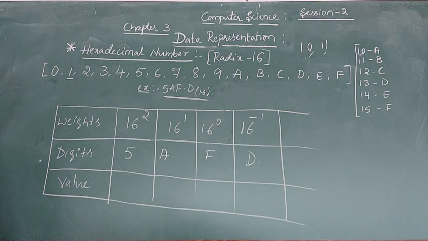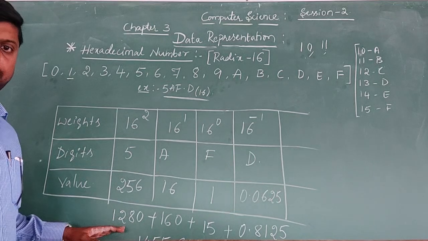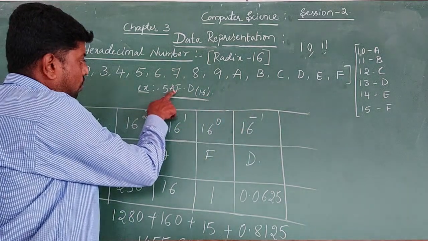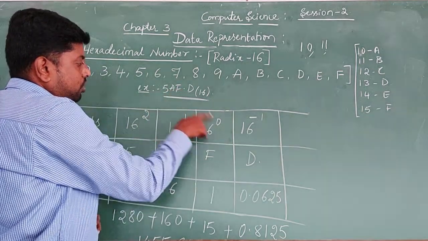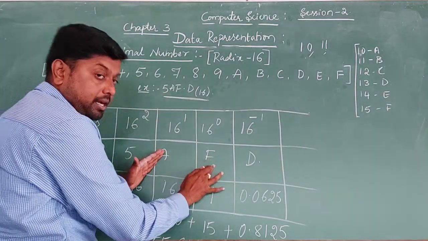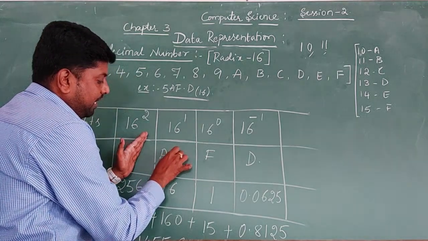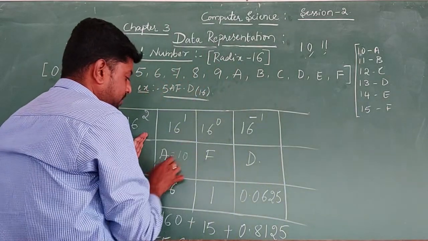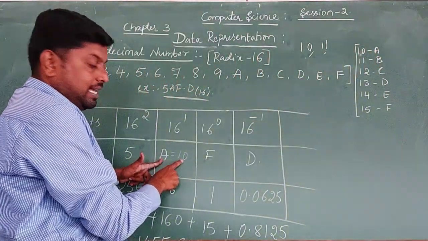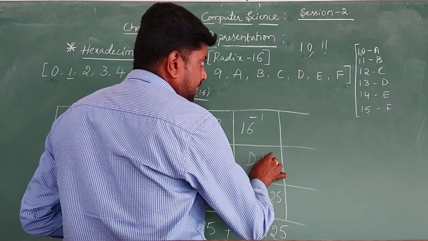16 to the power of 2 means 16 into 16. See, dear students, by this example, the weights are 16 to the power of 2 down to 16 to the power of minus 1. Like that the digits are 5, A and F. You know the decimal value 5 doesn't change. But instead of A, A is equal to 10 here. Of course the representation is A, but the value is 10. Like that the value of F is 15, and the value of D is 13.